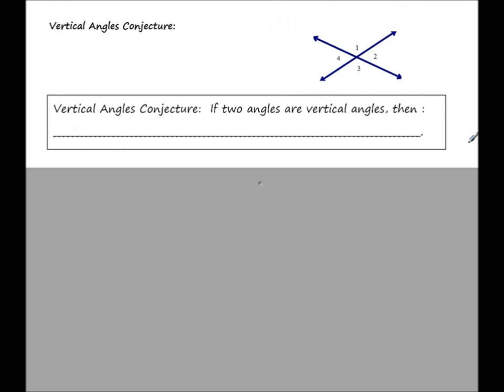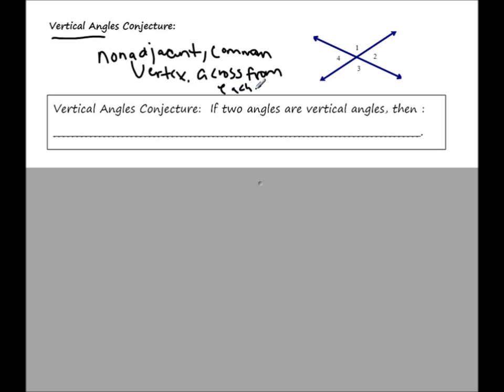Alright, vertical angles. Vertical angles, you need to have the definition of just vertical angles. Vertical angles are angles that are non-adjacent. They share a common vertex. And they are across from each other. So we have angle 1 and angle 3 share this vertex right here, and they are across from each other, and also they're formed by two lines.